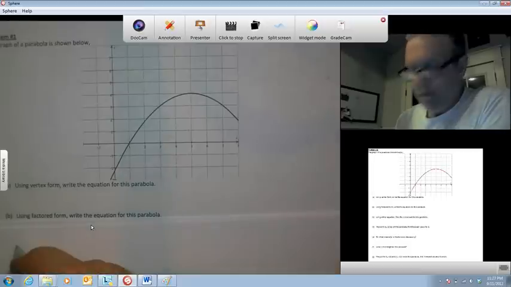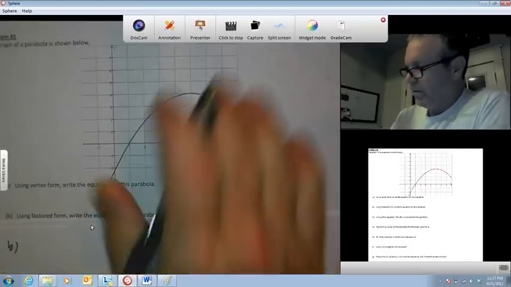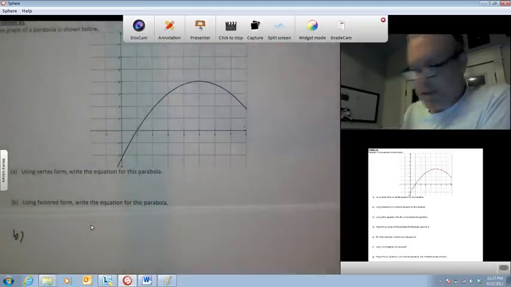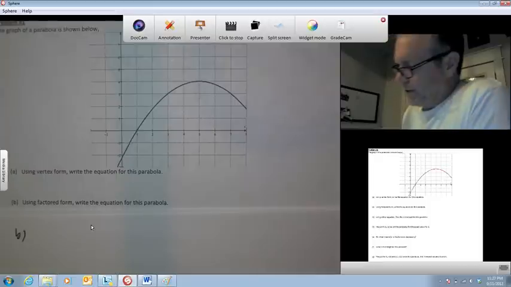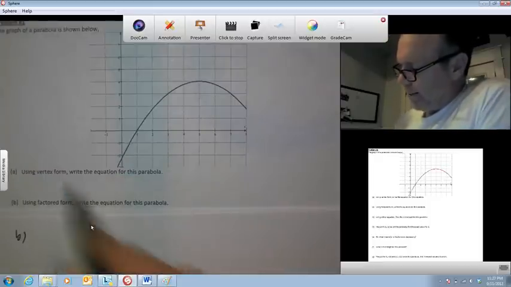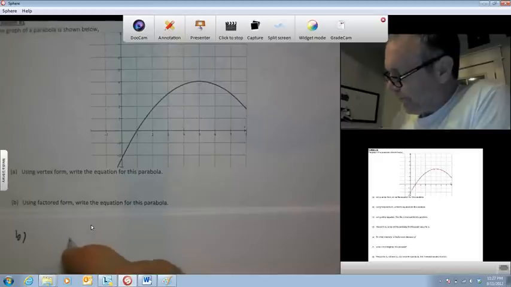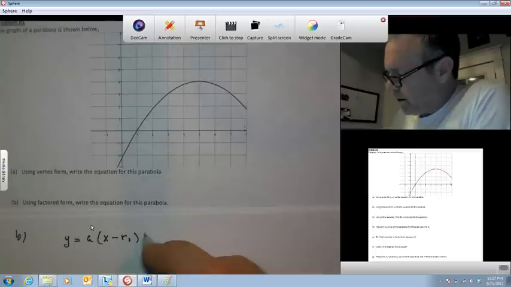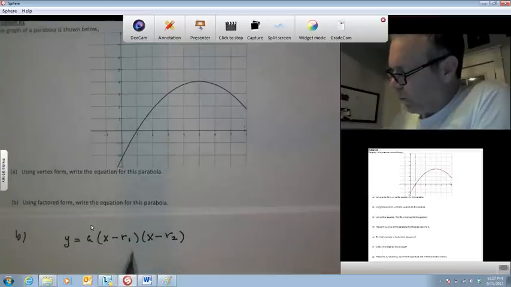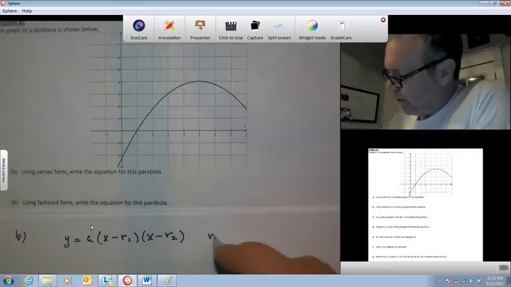Looking at question B, it says using factored form, write the equation for this parabola. And again, like part A, we're going to write out the factored form, which is y = a(x - r1)(x - r2). Our r1 and our r2 are the roots of the equation.